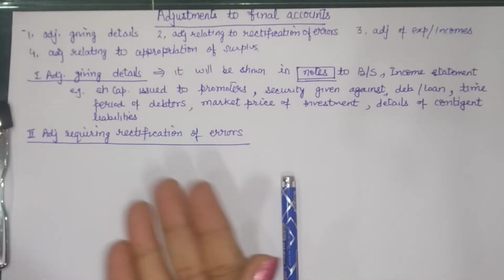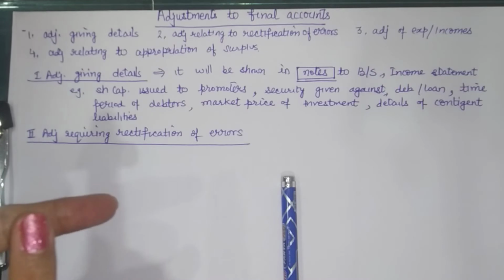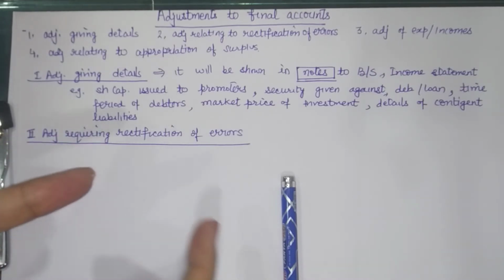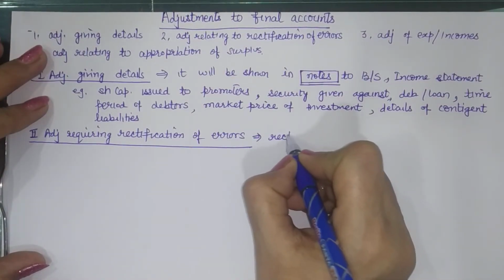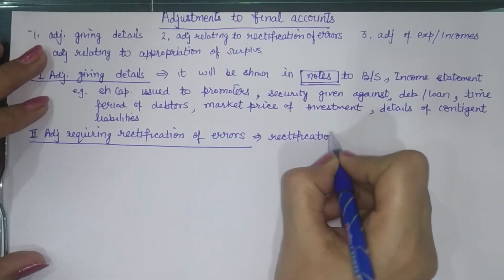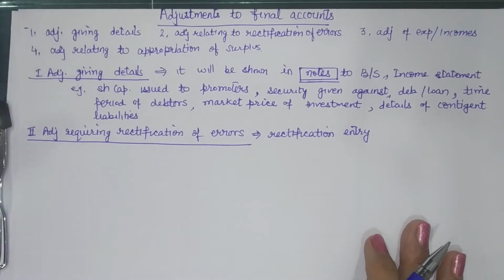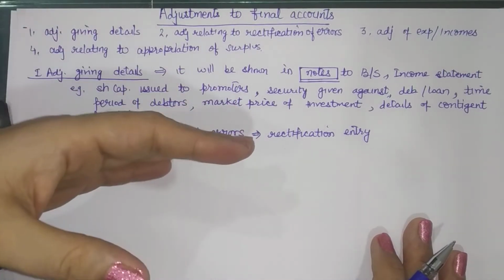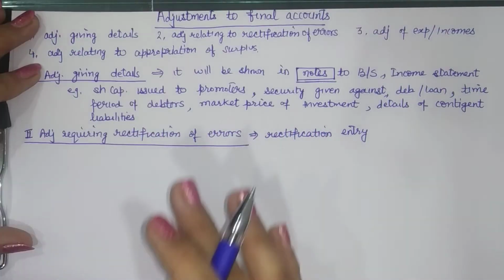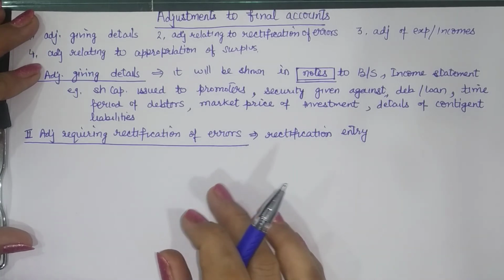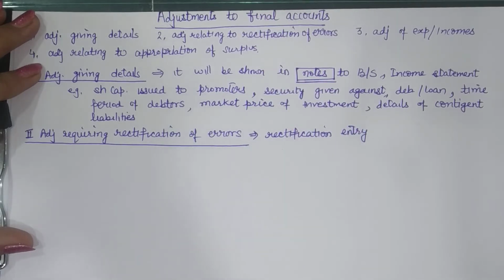So in this case, what we are supposed to do is think of the correct entry that should have been passed, and then the mistake, and then pass an entry for rectification of the error. So the account which has been debited or credited by mistake will be reversed, and the actual account which is to be debited or credited will now be recorded. Adjustments are given. Just think of the rectification entry. Now pass this entry in the trial balance, because journal entries are usually not asked.